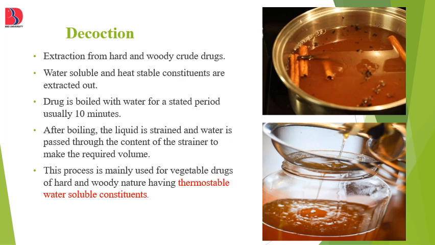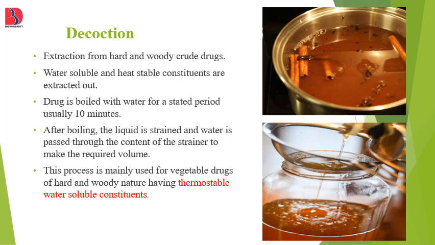Moving to the next, that is decoction. Decoction is a method of continuous hot extraction, because we have to apply heat continuously throughout the process. Before going to decoction, we have to keep three things in mind. The first is that the phytoconstituents that we are going to extract should be thermostable. The second is that they should be hydrophilic in nature, because the solvent we'll be using here is water.